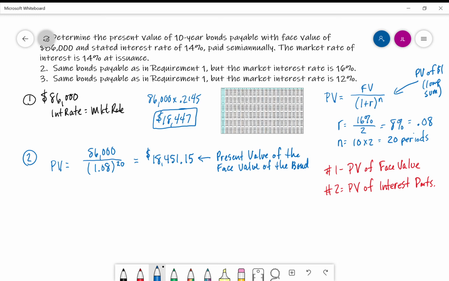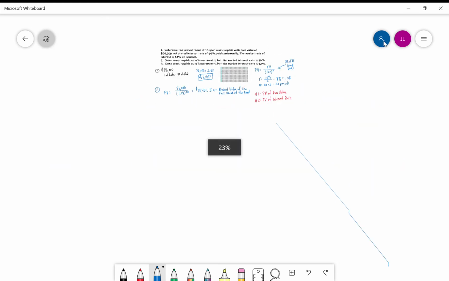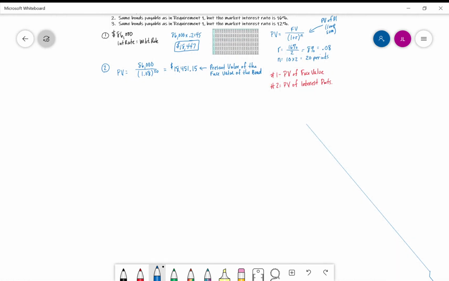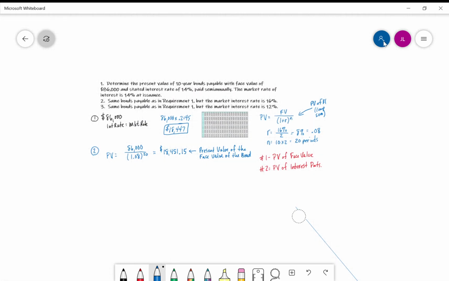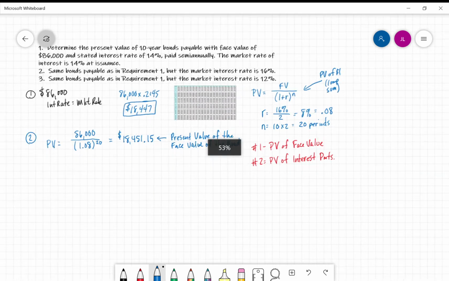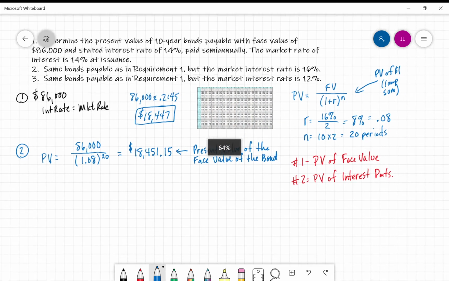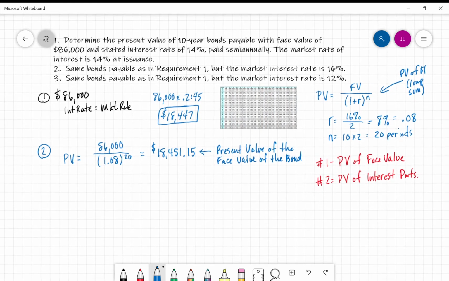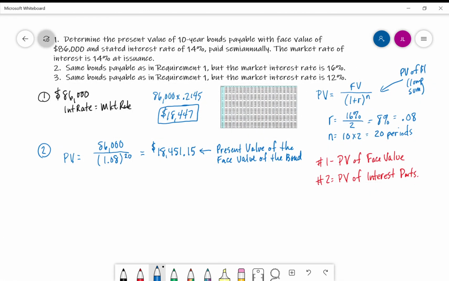The table, if we look at it, 1.08 to the 20th power. If we're looking at this, that 1.08 to the 20th power is actually equal to 4.660957144.